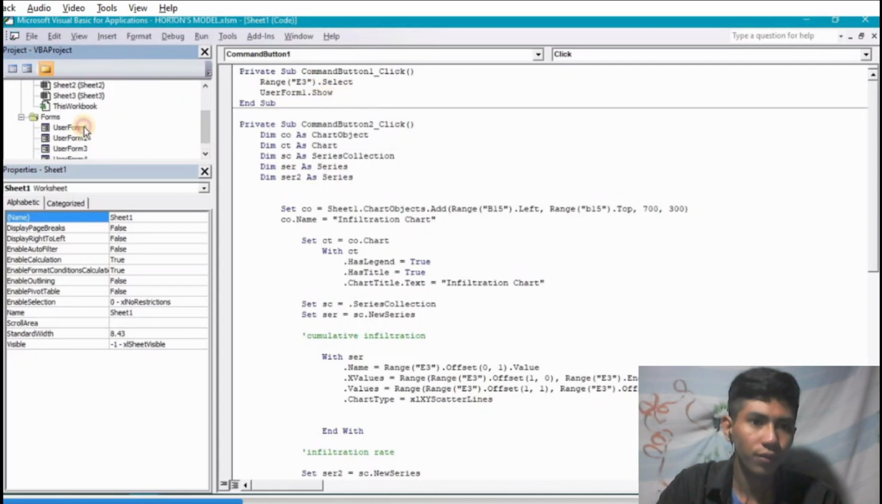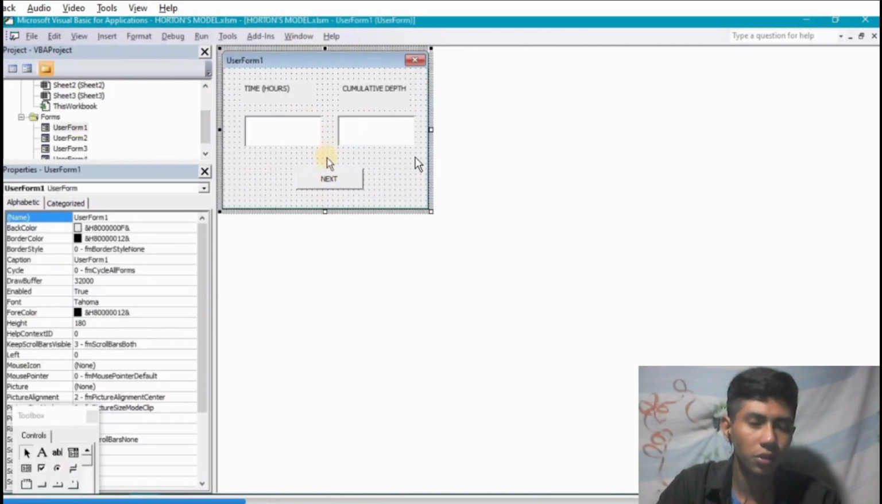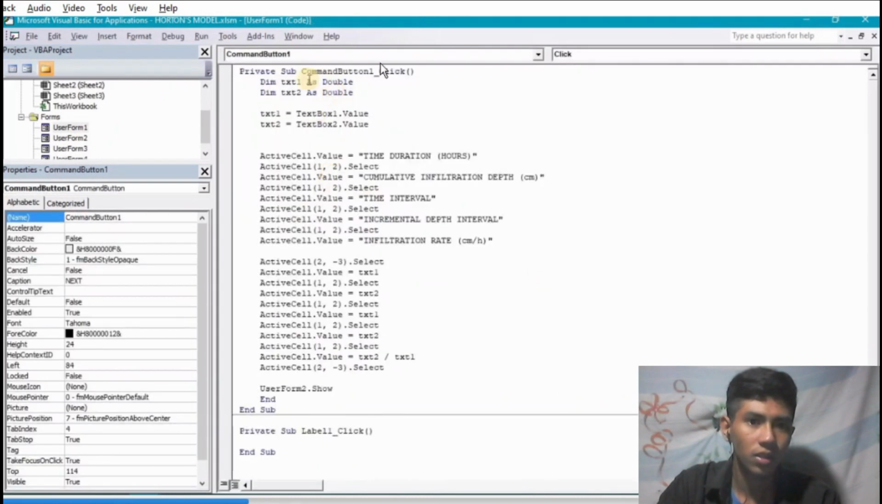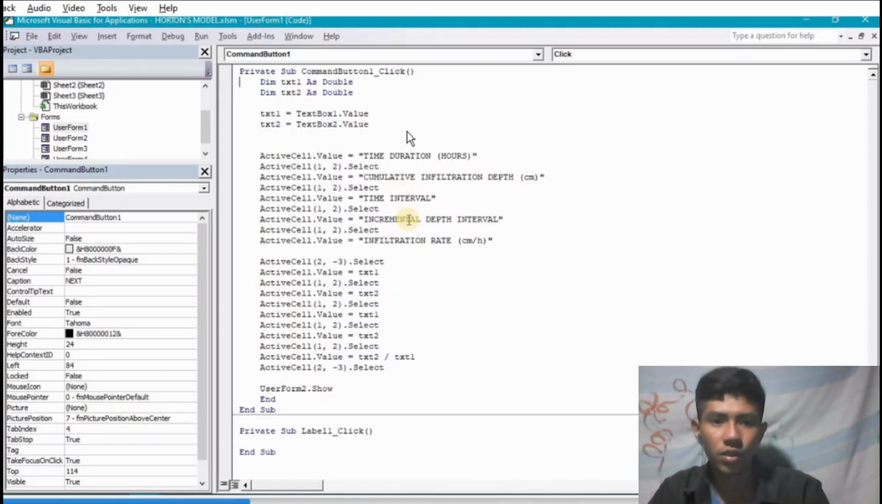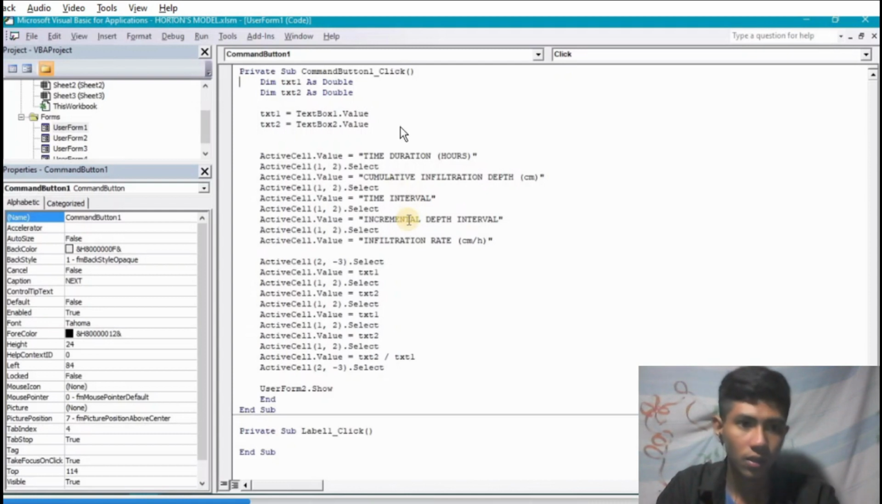This is UserForm1. Look, this is UserForm1. And next, these are the codes. If you can see, just the names of the cells. It's easy. If you can get this video, you can just pause and look at it yourself to study it. Next.